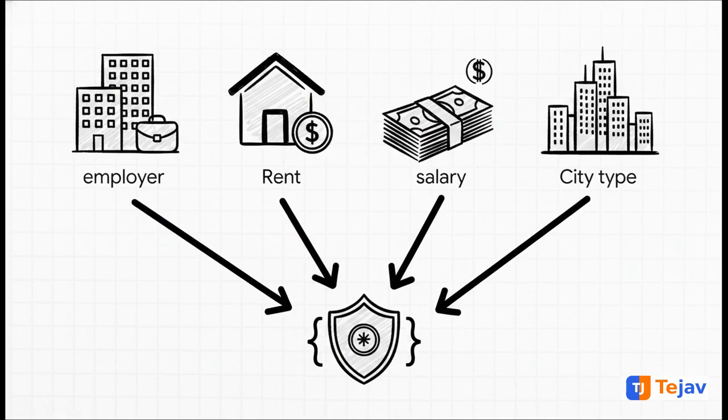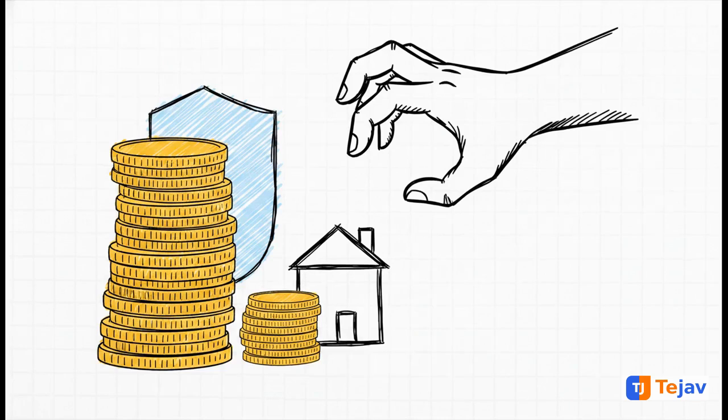The math behind the exemption is actually limited to the lowest of 4 specific factors: the actual HRA you received, the rent you actually paid, your base salary, and whether you live in a metro or non-metro city. Only the absolute lowest value out of those 4 gets the tax break. Let's put this into perspective with a concrete example.